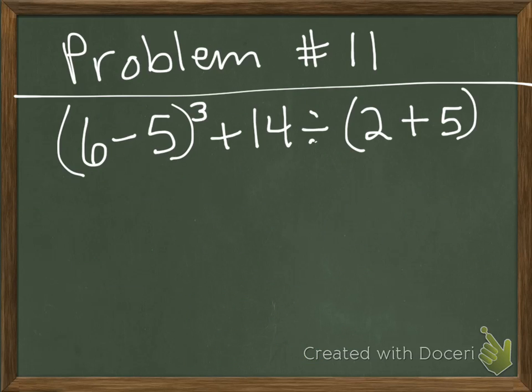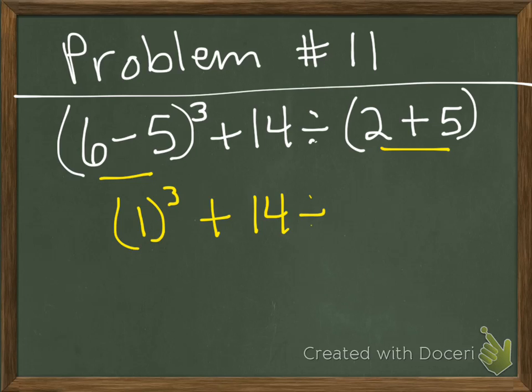The second problem is problem number 11. This problem is an order of operations problem. It says to evaluate the expression, which means we're going to get a final value. So I'm going to use my order of operations, which means I'm going to start with parentheses. So I have 2 groupings of parentheses, and I'm going to deal with those first. 6 minus 5 is 1. I'm going to copy the plus 14 and divide it by. And then I'm going to work 2 plus 5 is 7.